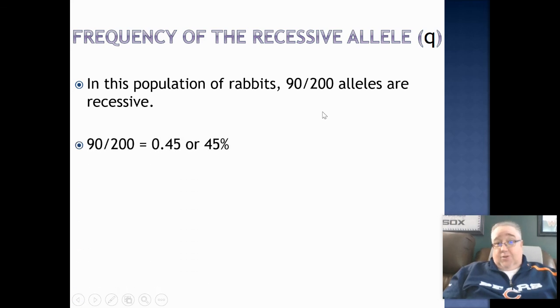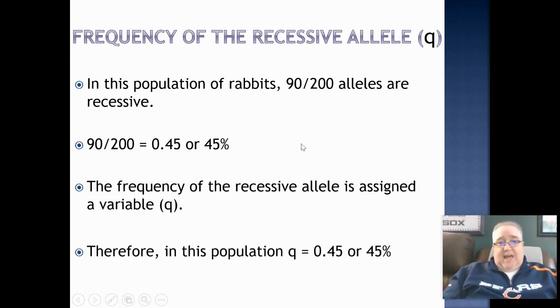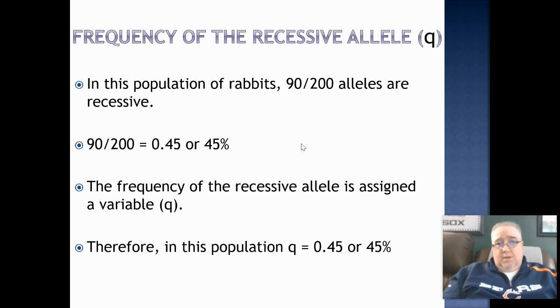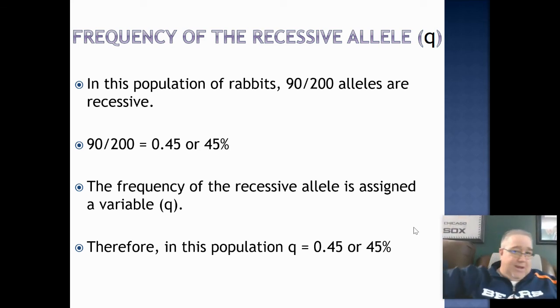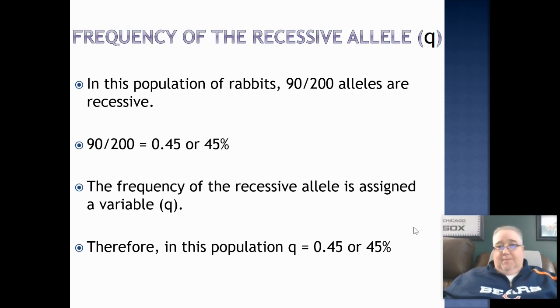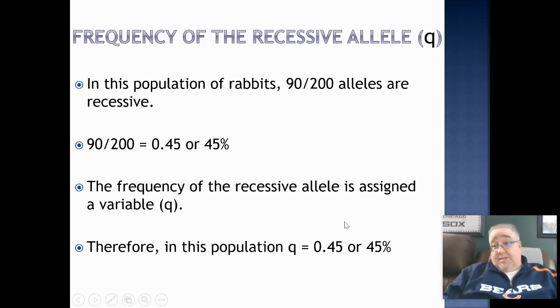Now, we can also figure out the frequency of the recessive allele. 90 of our alleles were recessive. So simply divide 90 by 200, and you get 0.45 or 45%. So we assign this variable, it's called q. q is the frequency of the recessive allele. So in this case, q is 0.45 or 45%. So again, if we took all of our genes, put them into a hat, and I reached in and picked one, there's a 45% chance that that allele is going to be a recessive allele.